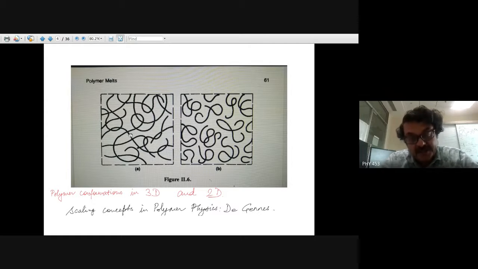Are they entangled? Is the picture more like this, or is the picture more like this, where basically there are polymer chains touching each other, but each is occupying its own space. They're not much entangled here, right? The question remains, because they might behave like ideal chains, but they're not ideal. There is interaction, steric hindrance.